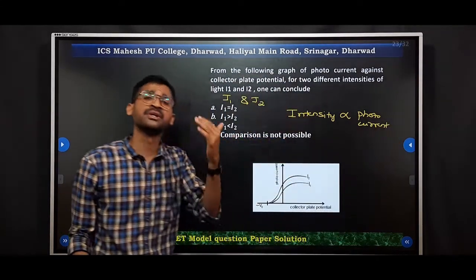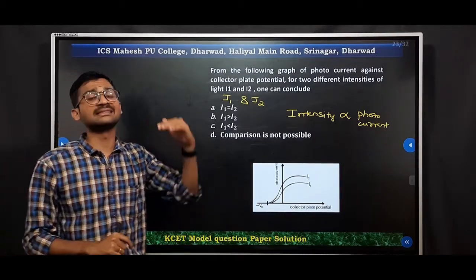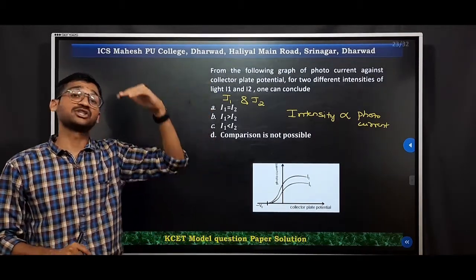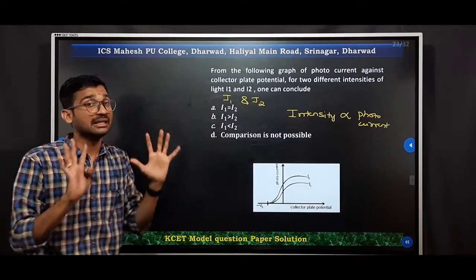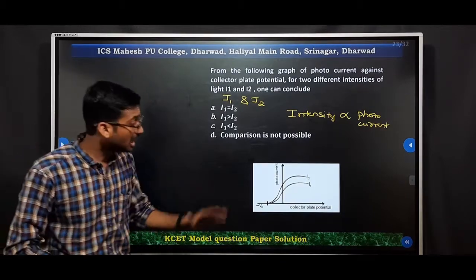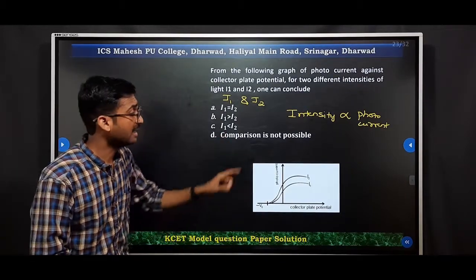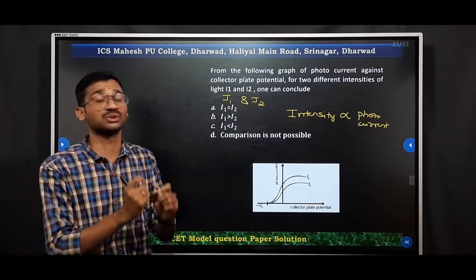Okay, now if we increase the intensity every time, then the saturation current is also shifting higher and higher. Okay, these points we know from the theory part. Now observe the graph here. As we increase the intensity, the current has to increase.